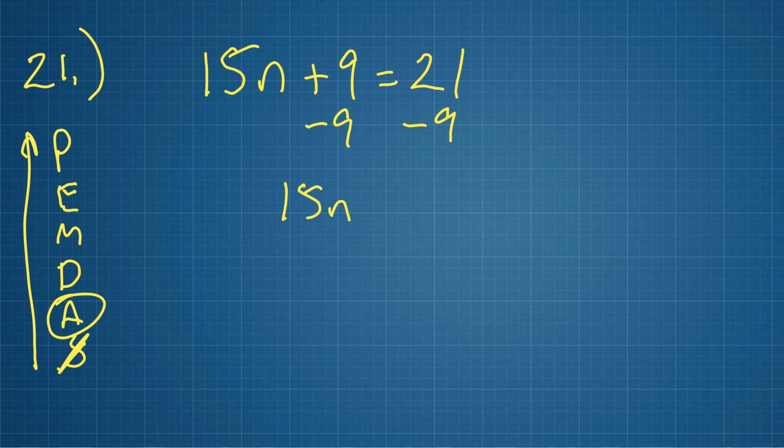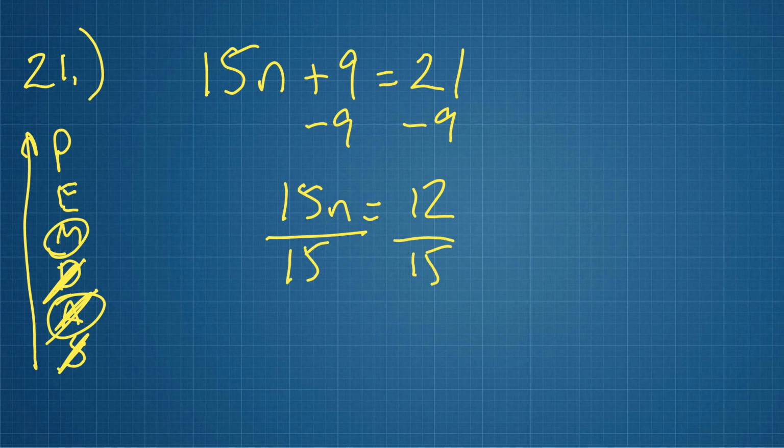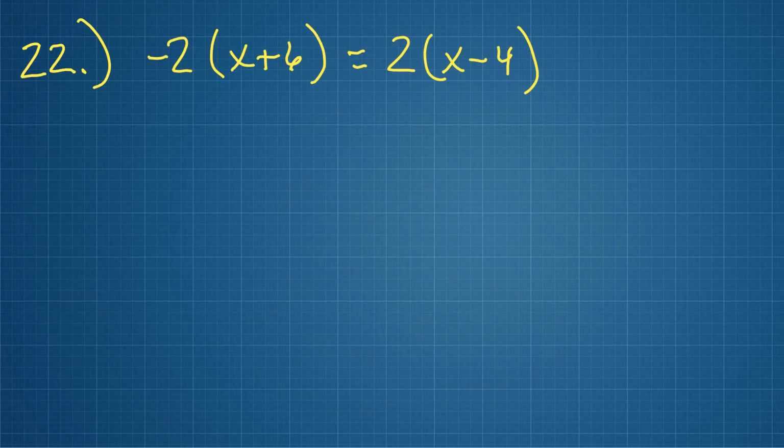I get 15n equals 12. There's no division. Oh, look, there's multiplication. I divide by 15, divide by 15. I would grudgingly accept 0.8, but remember 12 over 15, they both go into 3, or 3 goes into both of them, so I end up with 4/5. And you can check your work and you'll get the right answer.